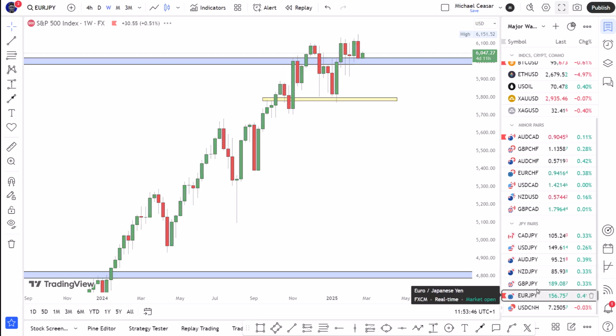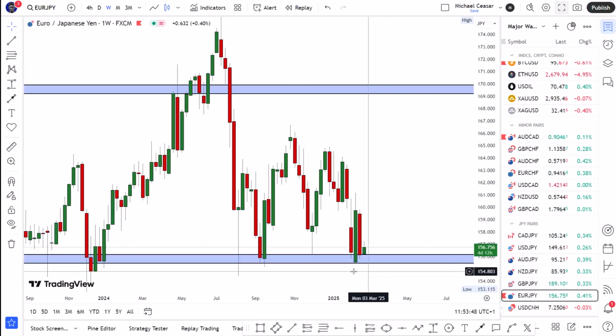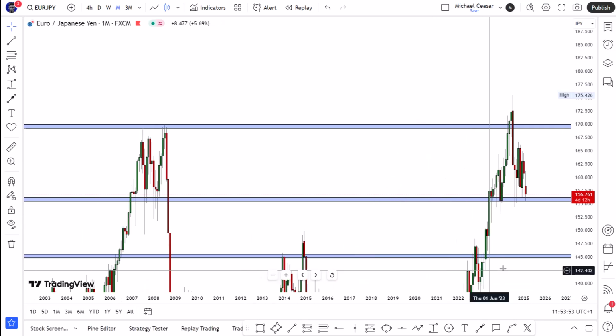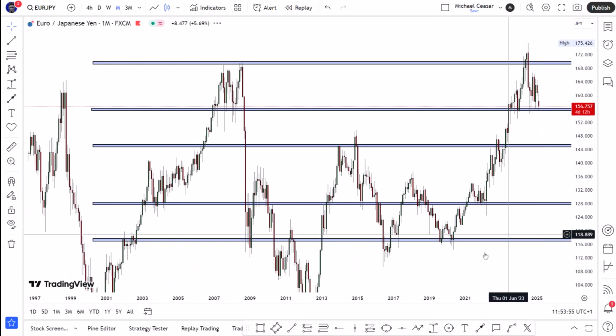Let me check your JPY. Let me just go through the JPY pairs and see what's happening. Right, finally to round up, I'll be back in 2 weeks' time to analyze the JPY pairs.